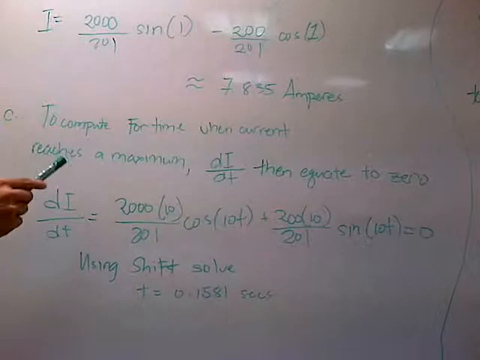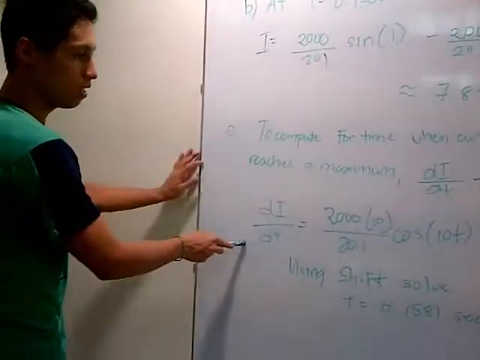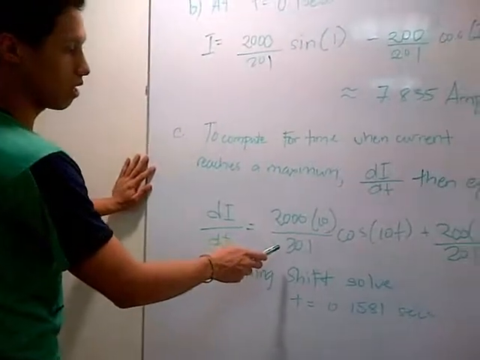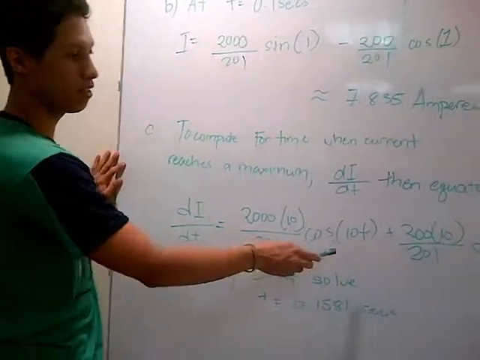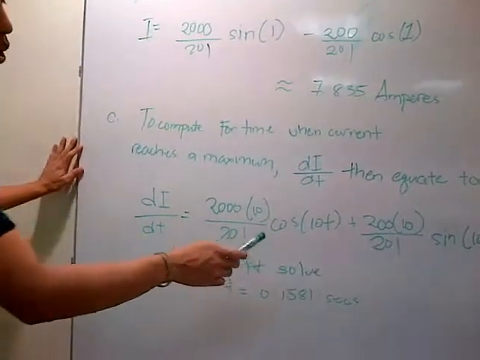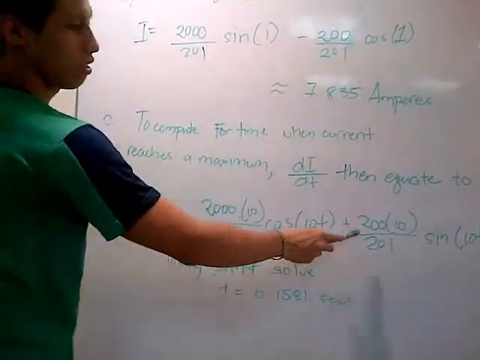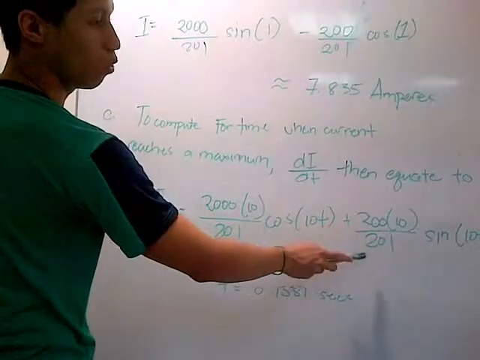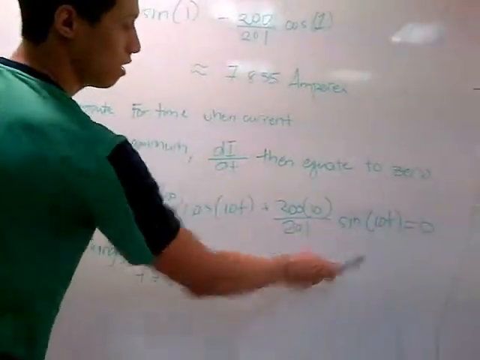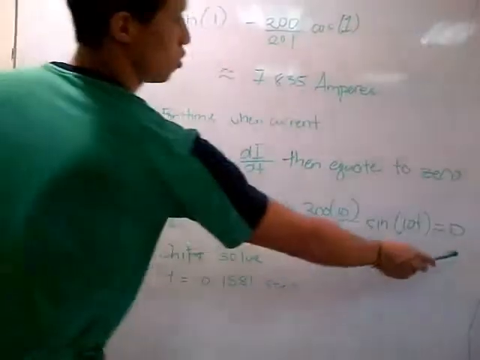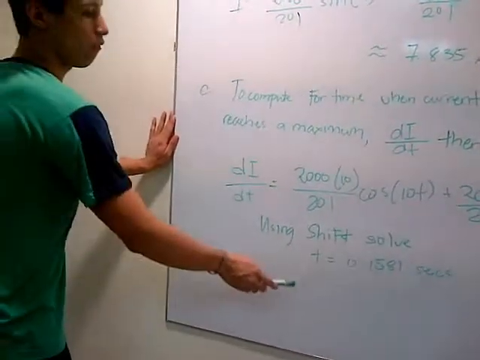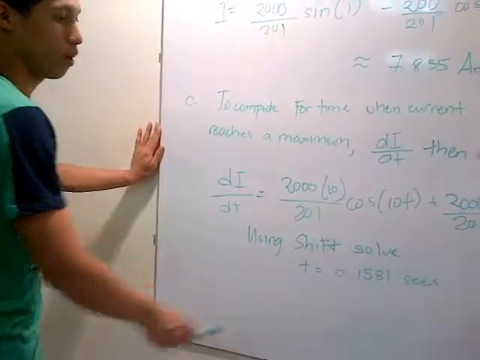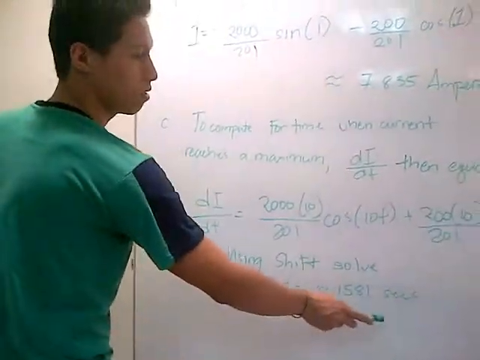So for letter C, to compute the time when the current reaches a maximum, you do the first derivative, di over dt, then equate it to 0. So di over dt is equal to 2000 times 10 over 201 cosine 10t plus 200 times 10 over 201 sine 10t, then equate it to 0. Then using shift solve, you'll get the value for t equal to 0.1581 seconds.